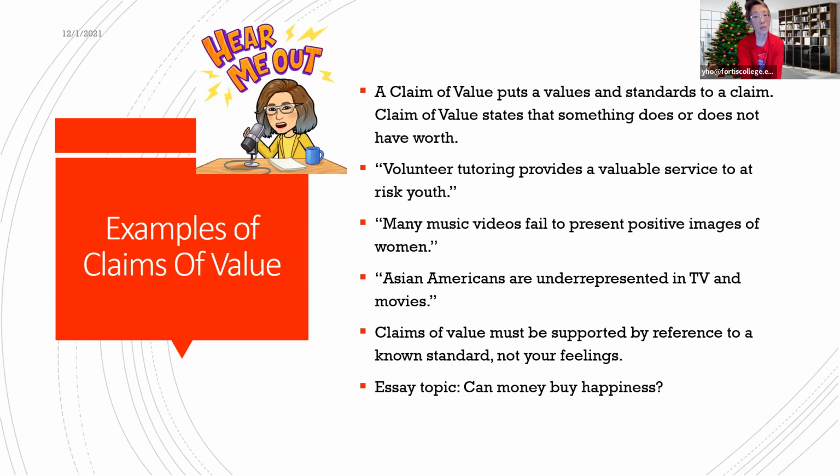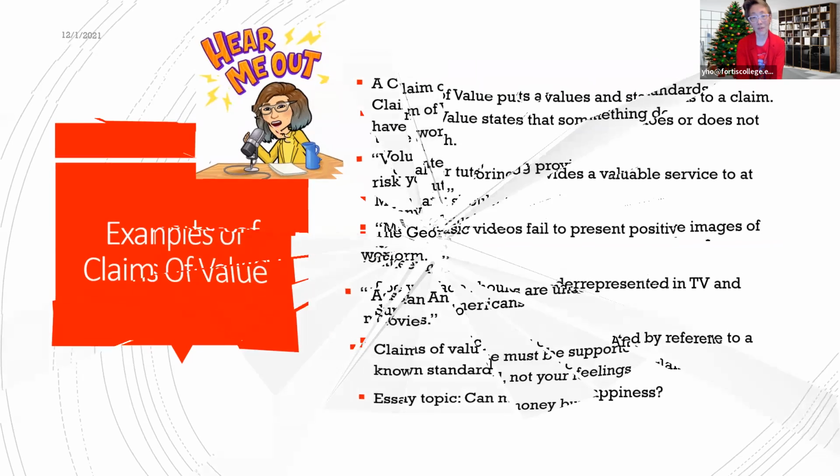And so another claim of value is, can money buy happiness? So that is a claim of value. And if you said, Asian Americans are underrepresented in social media, TV, and movies, that's a claim of value because you are comparing that to a known standard. And that known standard, at least in movies, is that most movies are represented by European Americans and not much of others. Okay, so that's the known standard. So those are examples of claims of value.